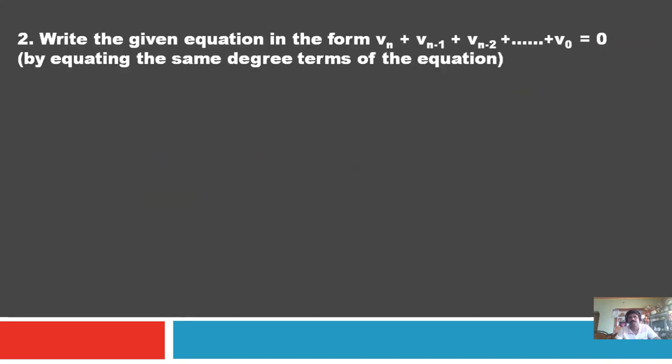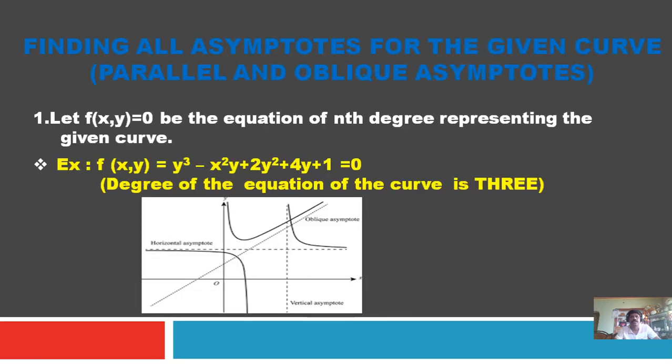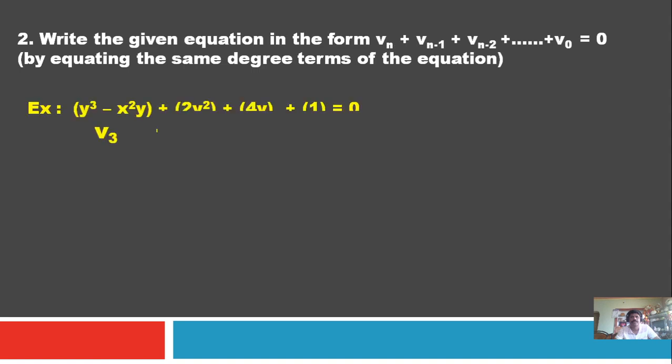The second step is to write the given equation in the form of Vn, Vn minus 1, Vn minus 2 and the last term V naught equals 0, by grouping the same degree terms of the equation. For better understanding, I am taking the same equation from before. Here y cube minus x square y I grouped together because the degree of these terms is 3, and I am representing it as V3.